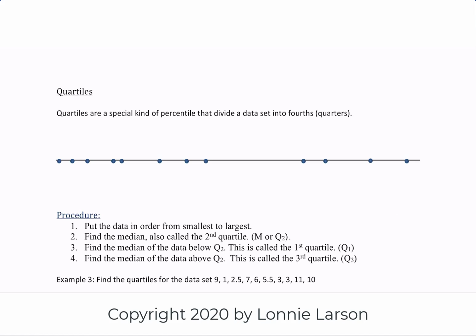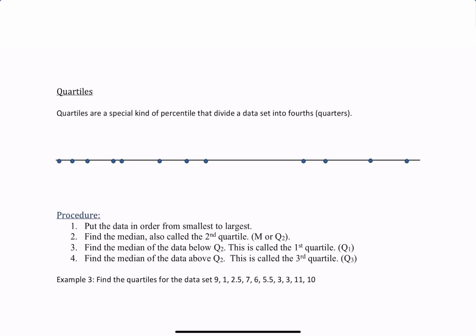Quartiles, in a way, are a special kind of percentile. But where percentiles divide a data set up into 100 parts, quartiles divide a data set into fourths, quarters.